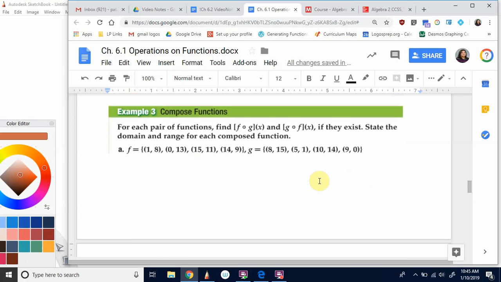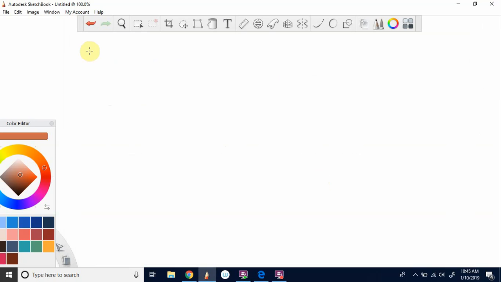Now, the domain and range of the composition is not the same as the domain and range of the four operations: addition, subtraction, multiplication, and division. It's slightly different. We're not going to go into that. I might go into it in class and explain it. But here, it says find f∘g and g∘f. So we want to find f∘g first.